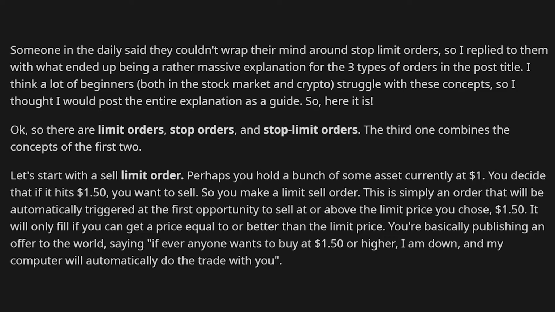This is simply an order that will be automatically triggered at the first opportunity to sell at or above the limit price you chose, $1.50. It will only fill if you can get a price equal to or better than the limit price. You're basically publishing an offer to the world, saying if ever anyone wants to buy at $1.50 or higher, I'm down, and my computer will automatically do the trade with you.